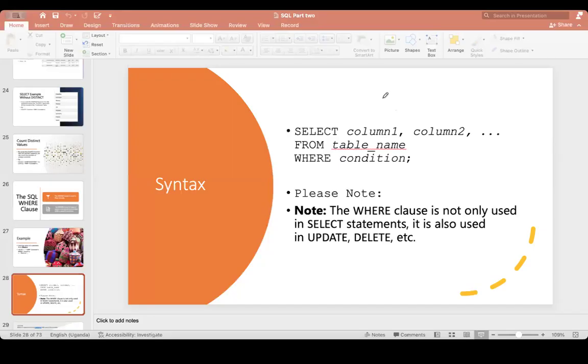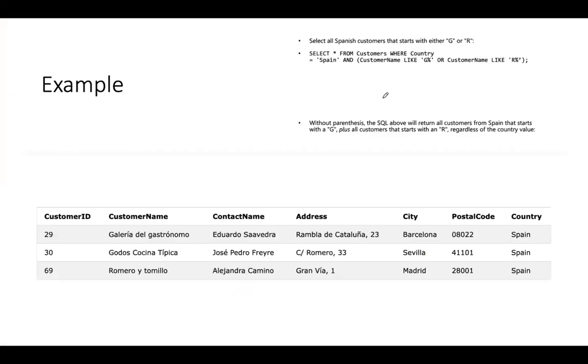That is what I told you. You get. Yet the moment you put them in parentheses, it will only pick out people whose names start with G, but also they are coming from Spain.